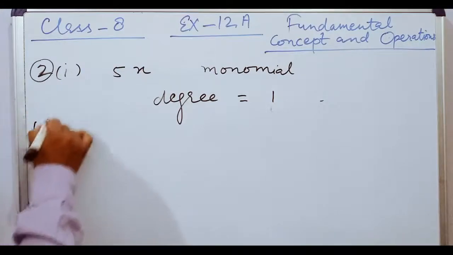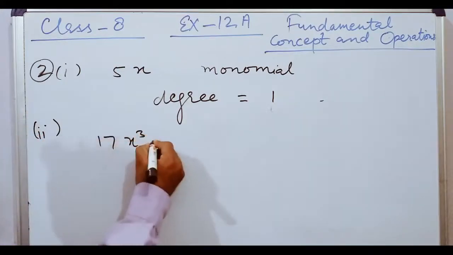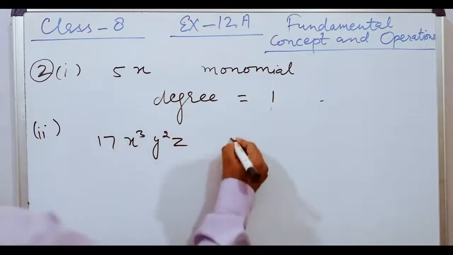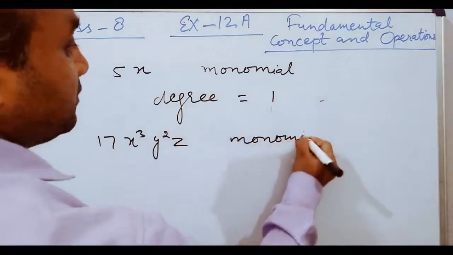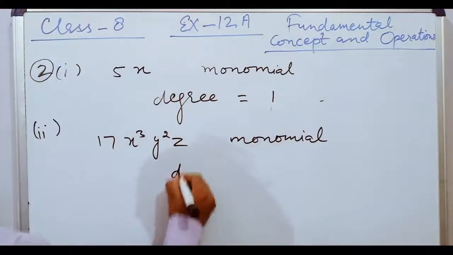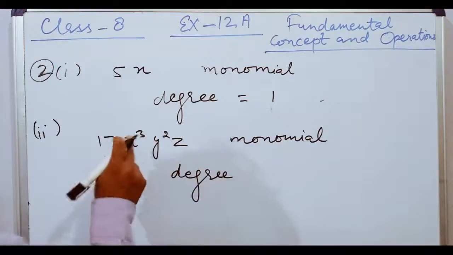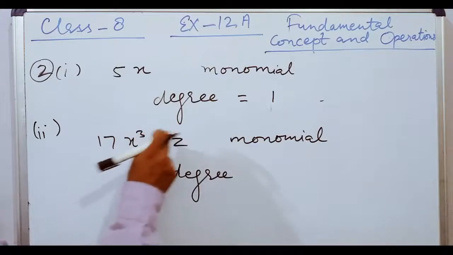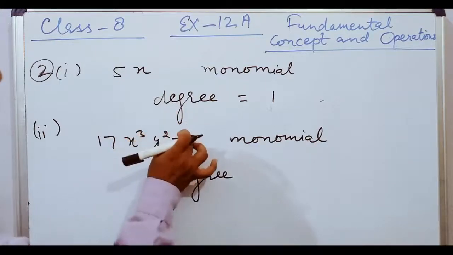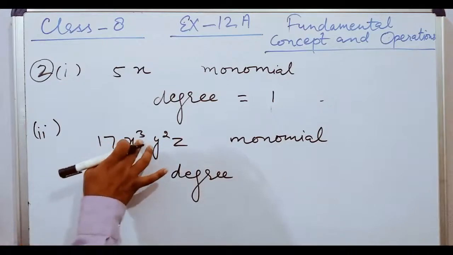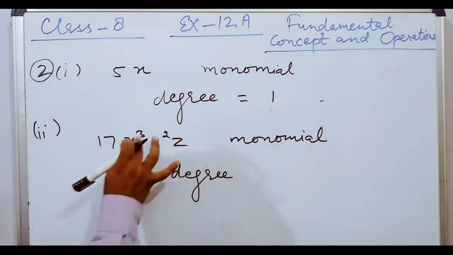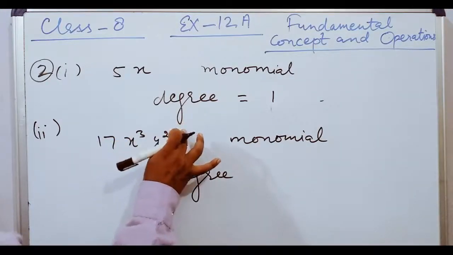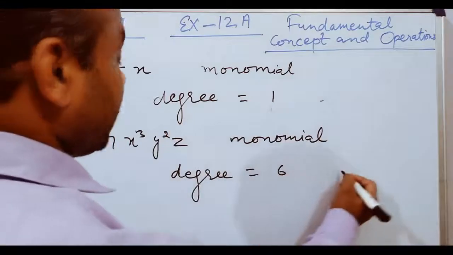Now second part, 17x cube y square and z. So it is monomial. Degree: in multiplication, these powers are added. See, 3 plus 2 is 5, and 1, 6. So in multiplication, degree is added. Degree equal to 6.